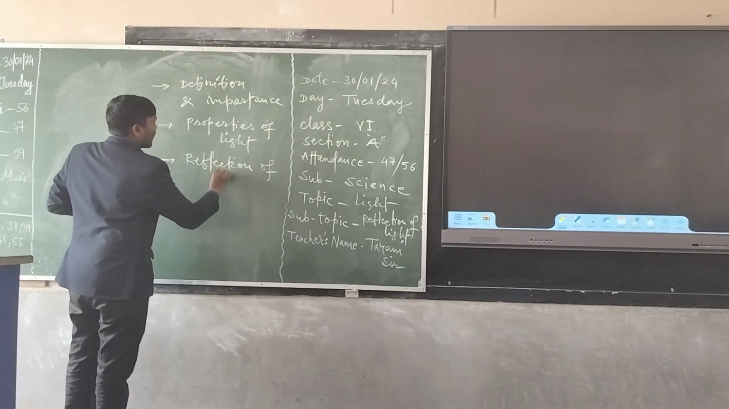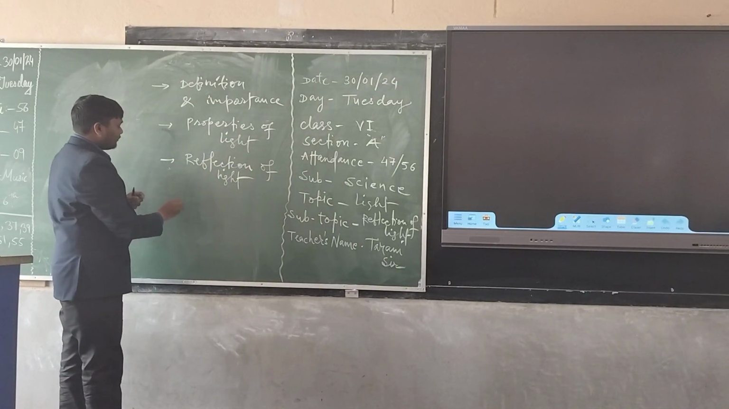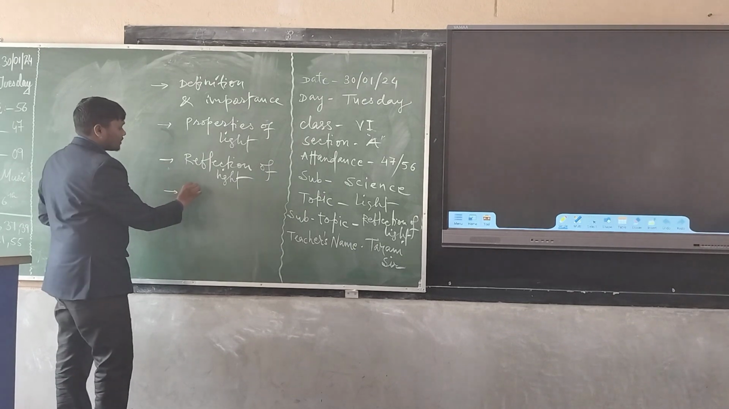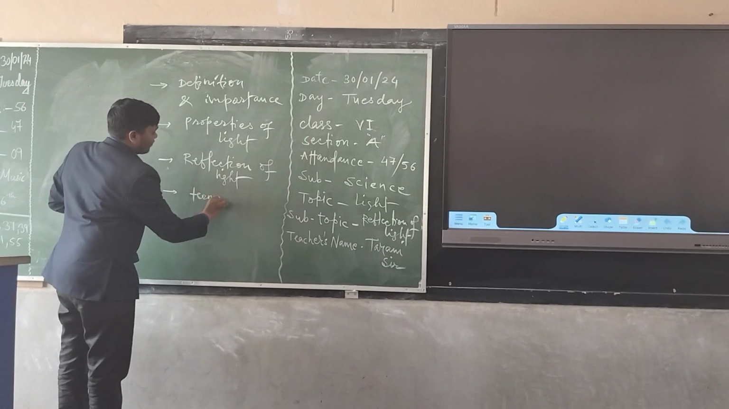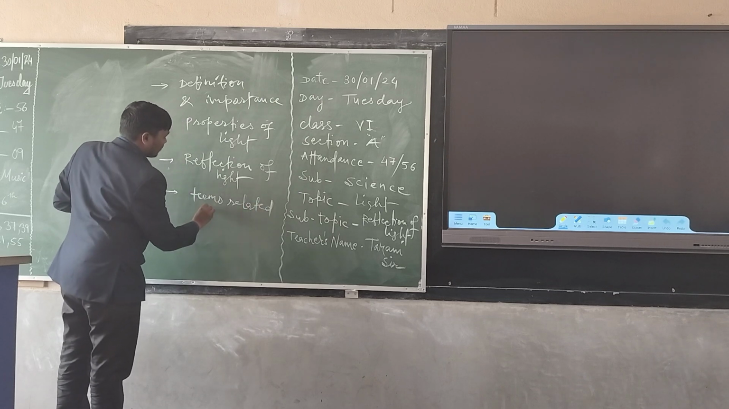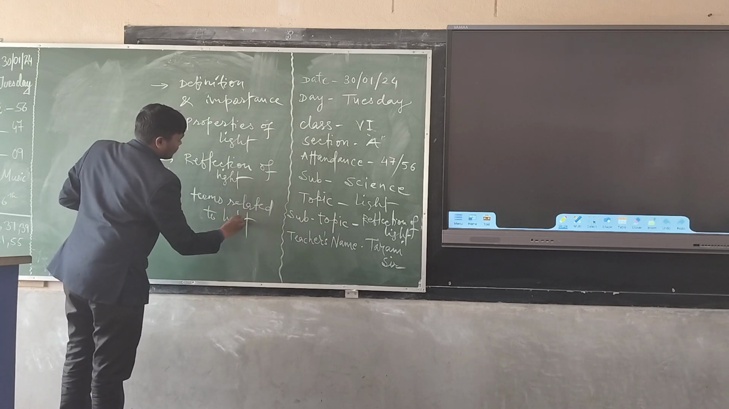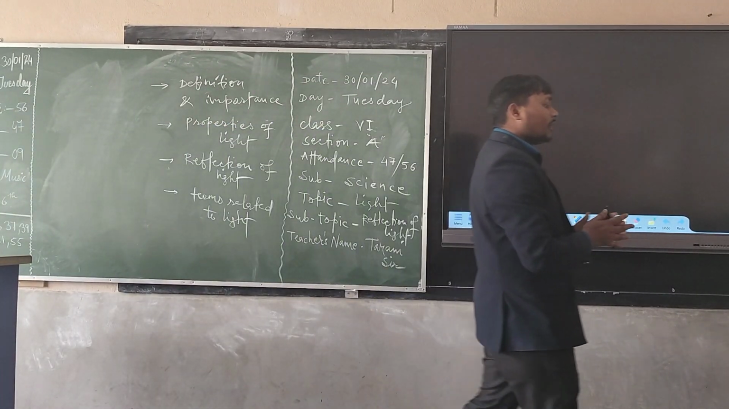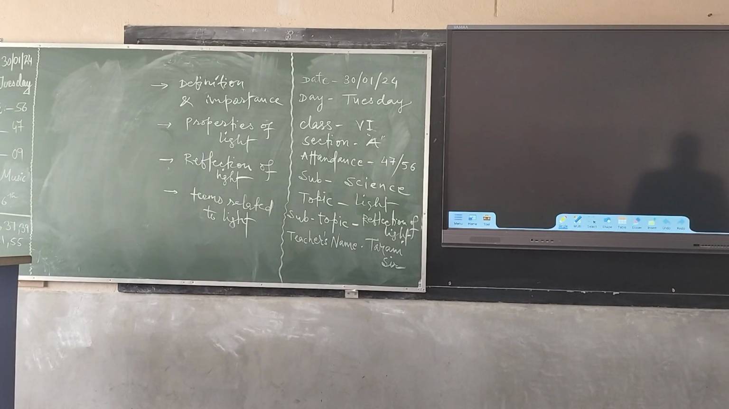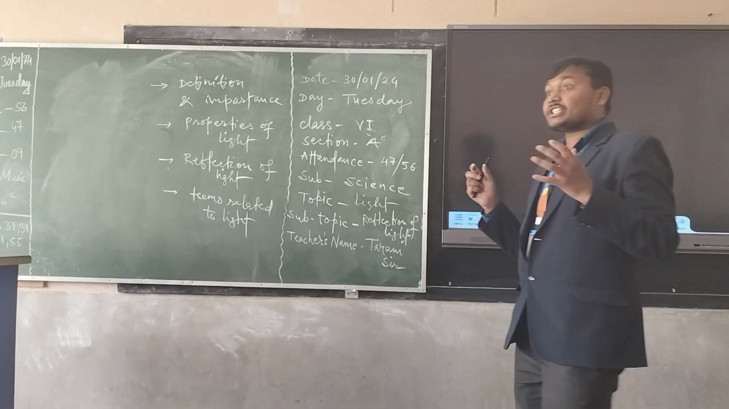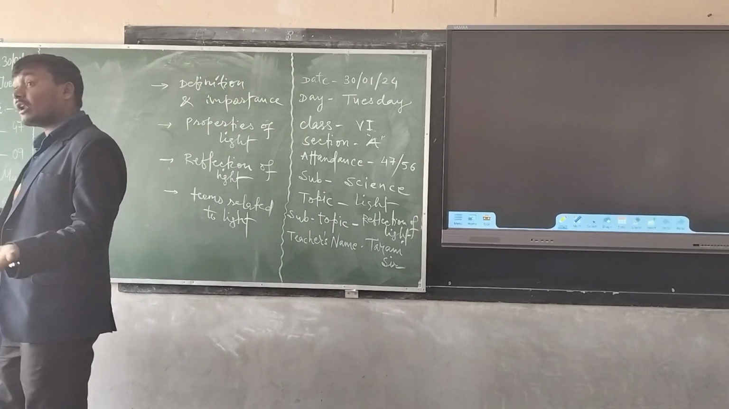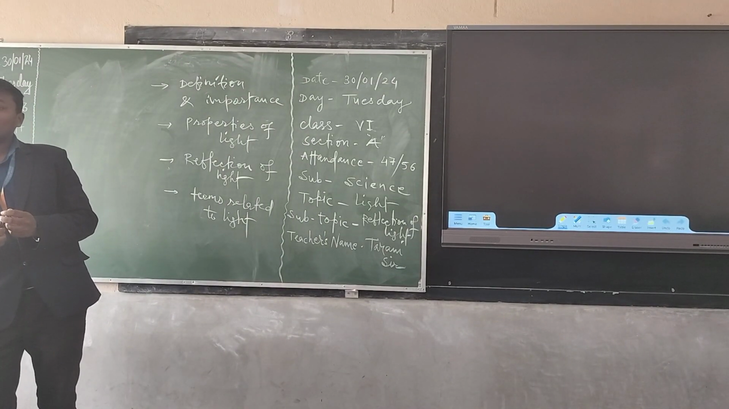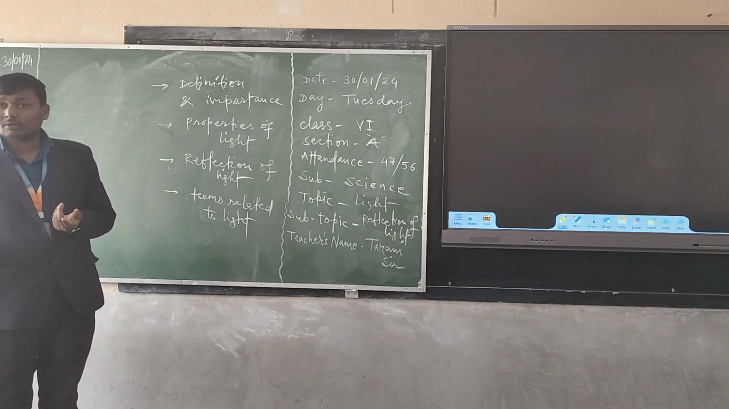Reflection of light, and a few objects and terms related to light. So let us start with its definition. What is light? Light is something that helps us to see the things around us. If there is no light, can we see the things around us? No, sir. It means it has some power, some energy.